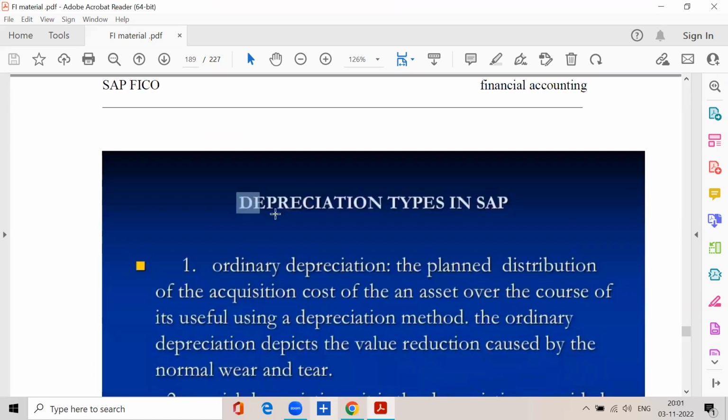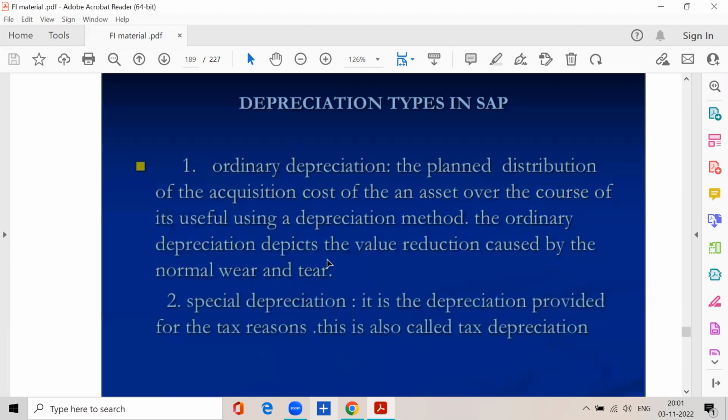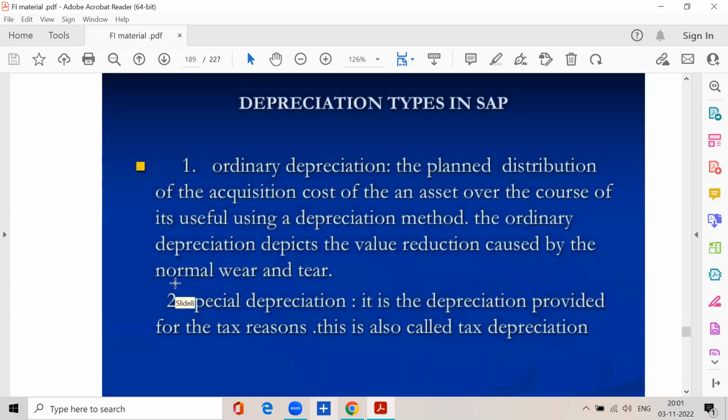Then depreciation types in SAP. Number one, ordinary depreciation. Ordinary depreciation means the planned distribution of the acquisition cost of an asset over the course of its useful life using a depreciation method. The ordinary depreciation depicts the value reduction caused by normal wear and tear. Means whatever depreciation you calculate for the purpose of preparation of financial statements is called ordinary depreciation, nothing else.